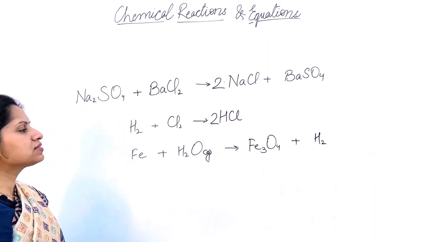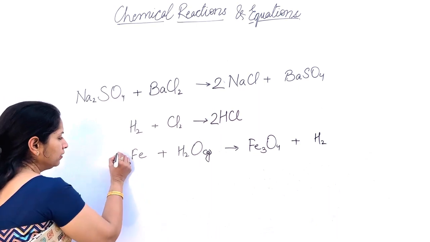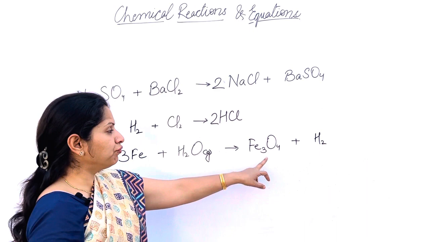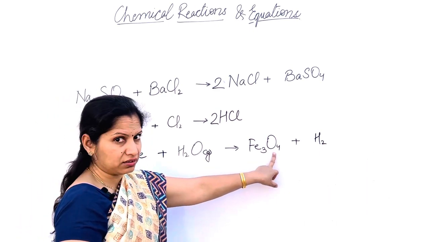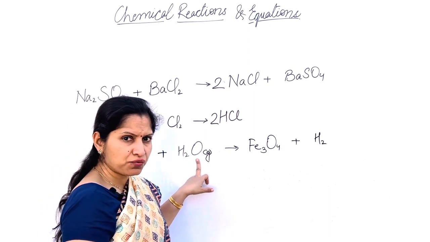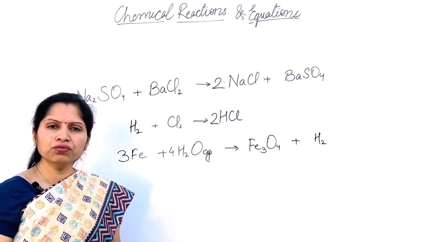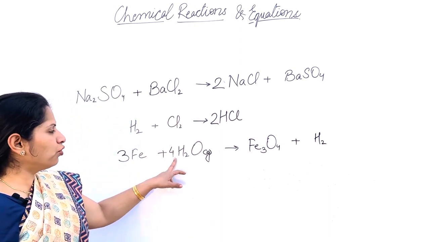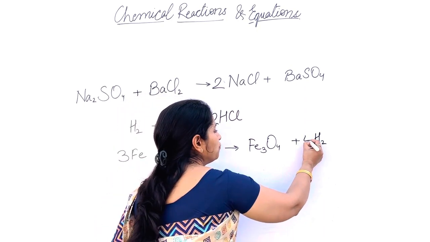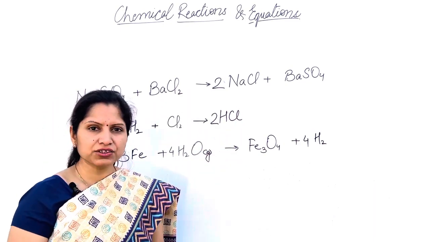Since 3 iron atoms are there, let's make this also 3. Since we are having 4 atoms of oxygen here, we should also have 4 atoms of oxygen on the other side. So to make it 4, I will take 4 molecules of water and 4 molecules of hydrogen will be formed. Okay, so here it will be 4H2. So I hope this is clear to you all.